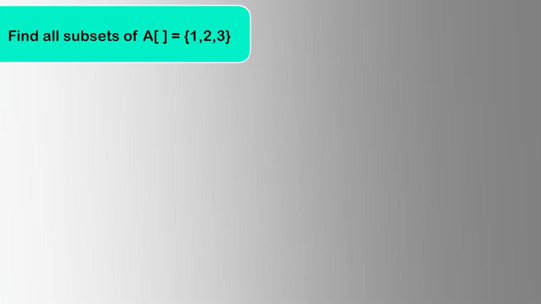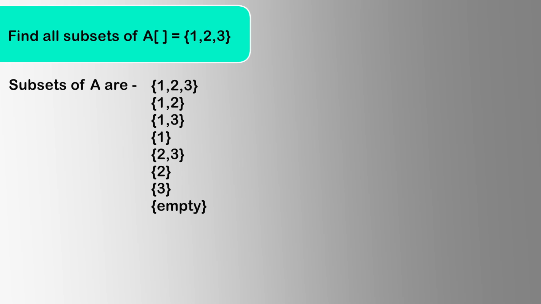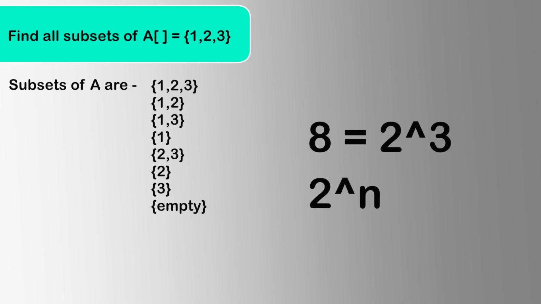In our problem, we have a given integer array, and here are all the possible subsets of it: 1, 2, 3, and 1 2, 1 3, 1 2 3, 2 3. The empty set here denotes the null set, which is a subset of all sets, and as you can see here we have 8 subsets and 8 is equal to 2 raised to the power 3. So we can say that a given array of n elements has 2 raised to the power n possible subsets.